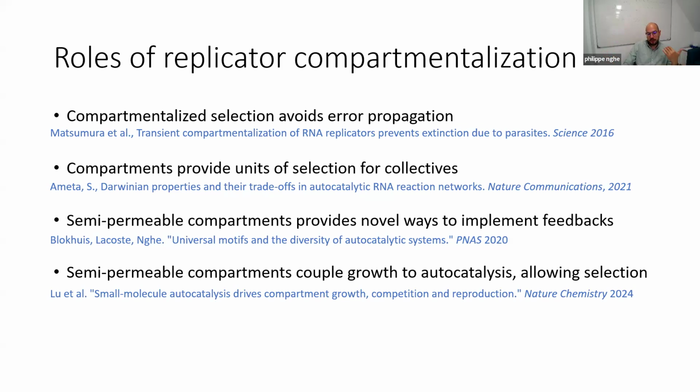Now, the last two points are about semi-permeability. I showed you that with semi-permeability, you could have new ways to implement interesting feedbacks, and in particular, autocatalysis. And this is just a theoretical thought for the moment. It would be very interesting to see it realized in real life. And finally, semi-permeable compartments couple growth to autocatalysis, ultimately allowing selection if you add another ingredient, which is that division caused by some forces depends on size. And this was an idea already proposed before by Jack Szostak in his vesicle RNA system. Yeah, that's it.